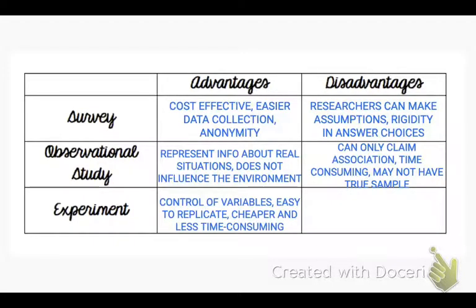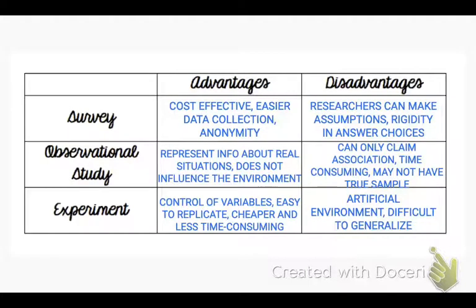An experiment, the advantage, you have a little bit more control. It's easy to replicate, meaning we can conduct the same experiment multiple times to compare outcomes. It's cheaper and less time consuming because sometimes with observational studies you have to travel more to go to the places where the event is occurring that you're trying to observe, versus if it's an experiment, I can recreate that wherever I'm at without having to travel to a certain group of people.